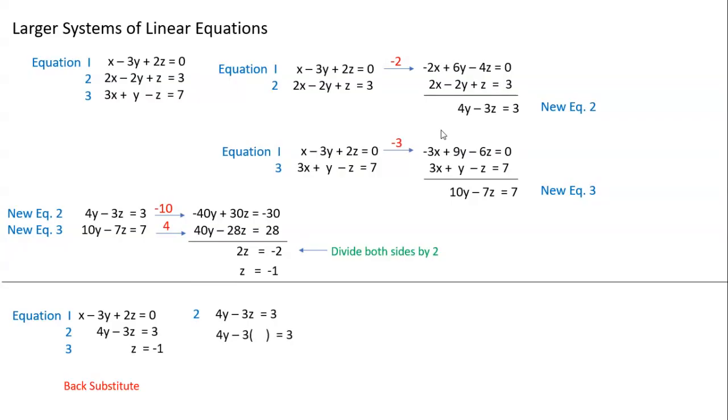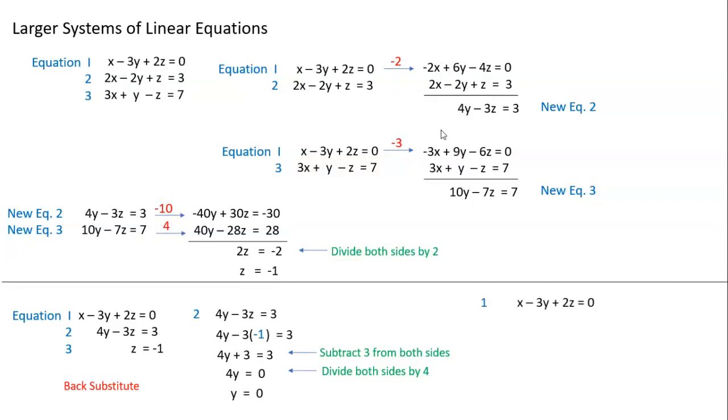Okay, I'm going to replace z in that second equation with the z value that I already have, which is -1. So when I do this, I have 4y plus 3 equals 3. Subtract 3 on both sides, I have 4y equals 0. Divide by 4 on both sides, I have y equals 0. So now I have two values: the z value, which is -1, and the y value, that's 0.